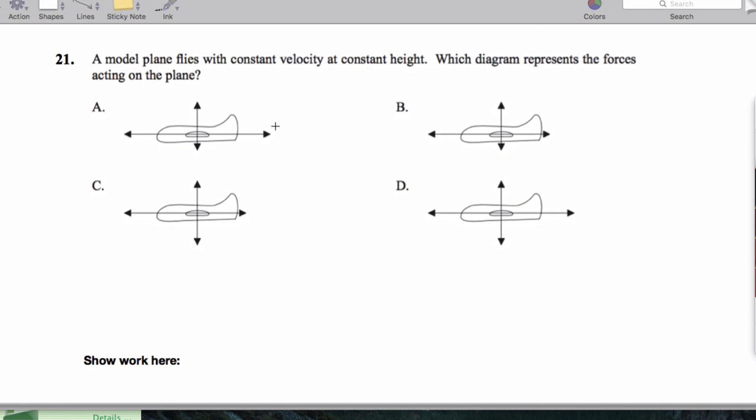Finally, a model plane flies with constant velocity at constant height. What does that mean? Constant velocity, forces balance. That means D is the only possible choice for forces to be balanced.